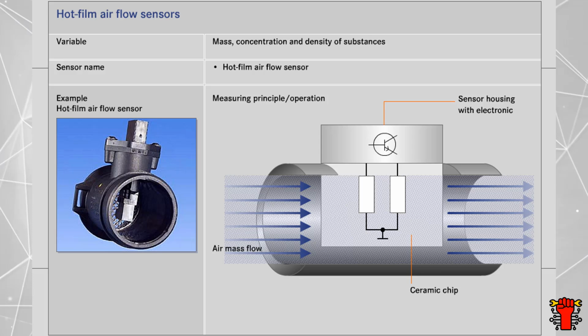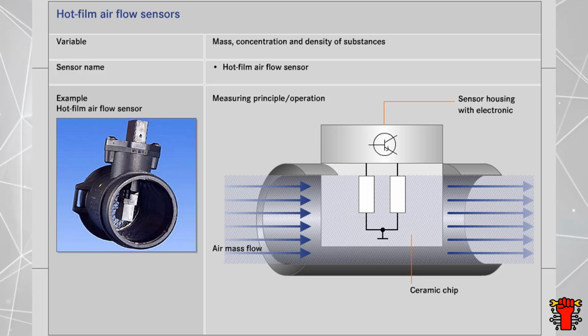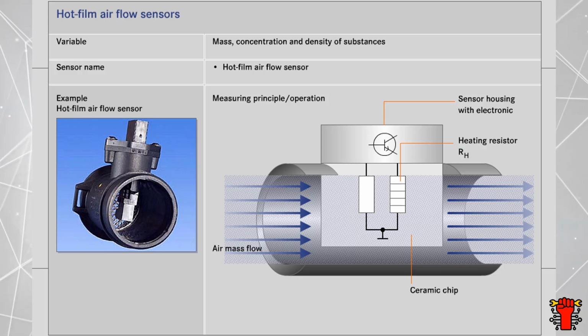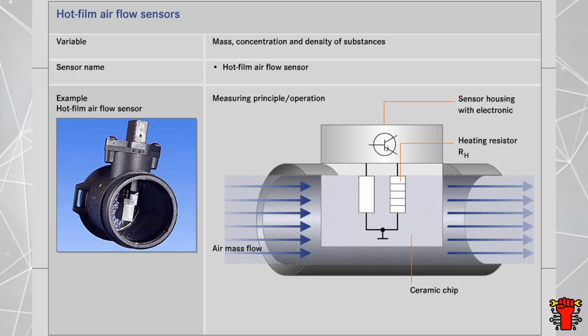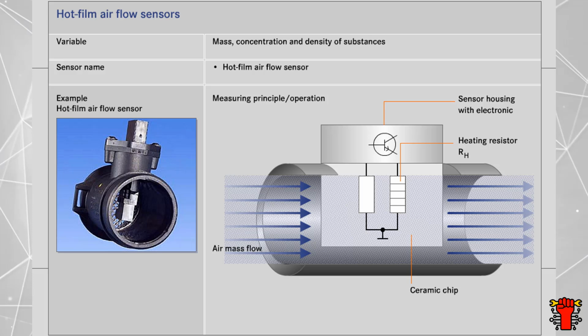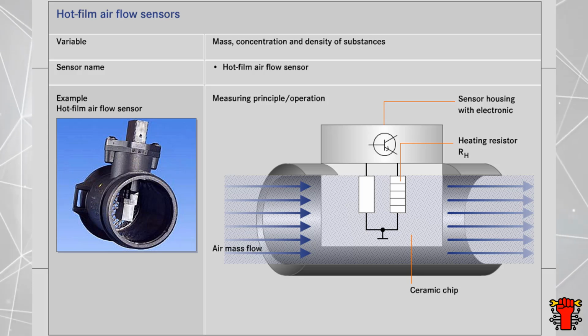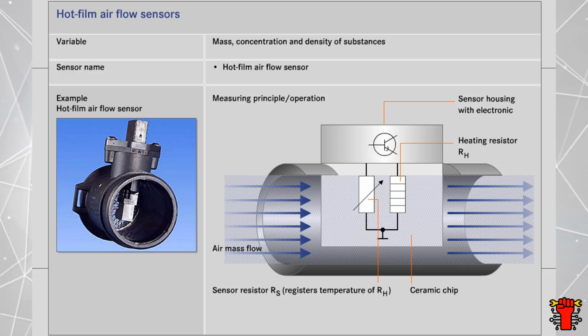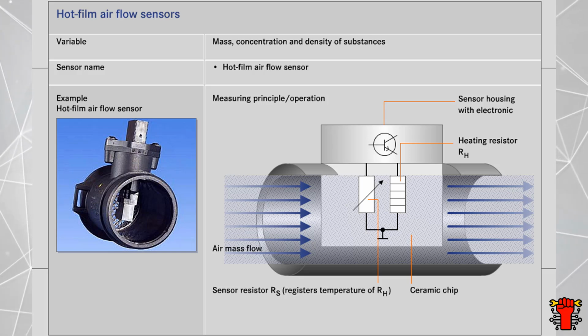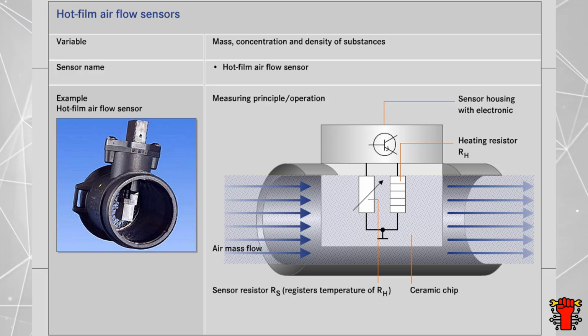The sensor element consists of a ceramic chip on which different resistors are located. One of these is an electrically heated platinum resistor. A proportion of the intake airflow is led past this resistor and cools it. Immediately next to it is a temperature-dependent sensor resistor which registers the temperature of the heating resistor.